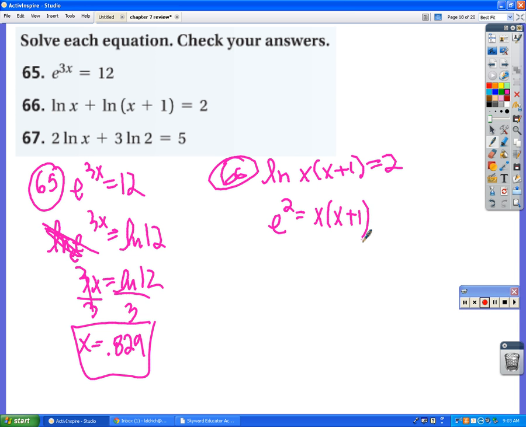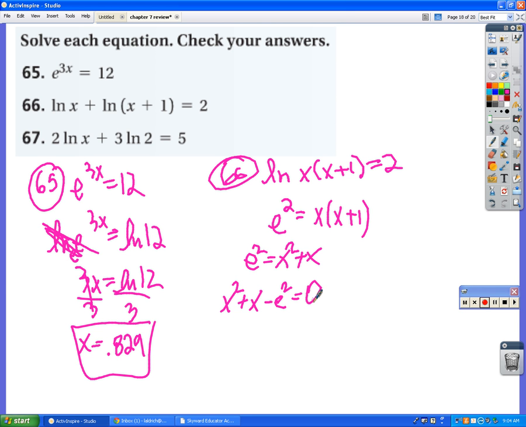Now I need to distribute the x. So e squared equals x squared plus x. This is where things get a little bit dicey because you guys are not really very good at solving quadratics. You want to square root both sides or whatever we did before. I'm going to get everything equal to 0 by subtracting the e squared, and then I would use the quadratic formula.